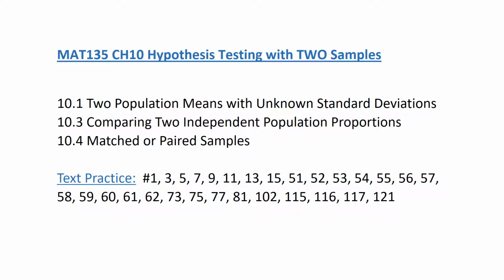So that's what our three sections are. 10.1, conducting hypothesis testing for two population means when the population standard deviations are unknown. We're going to skip 10.2 because that is comparing two population means where the population standard deviations are known, which is almost never the case. Although even if it were, it's really easy. It's just another button in the calculator. 10.3, we are going to conduct hypothesis testing comparing two independent population proportions. And in 10.4, we will be conducting hypothesis tests for matched or paired samples.